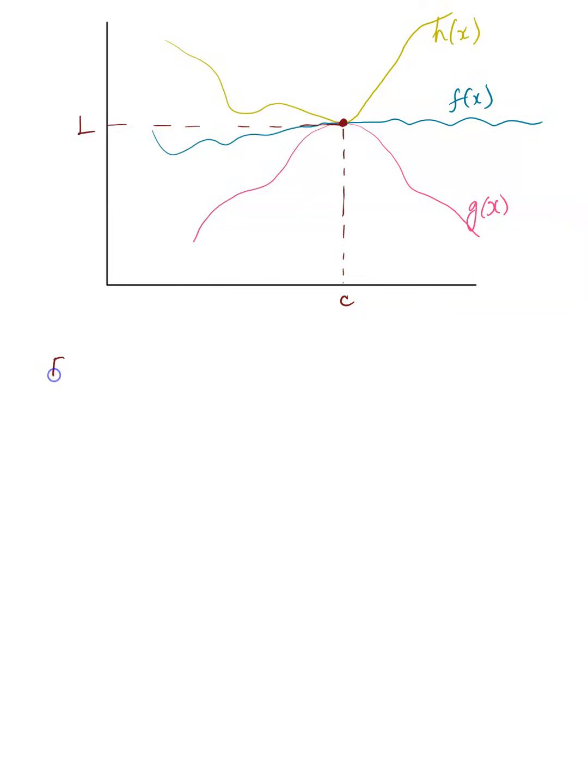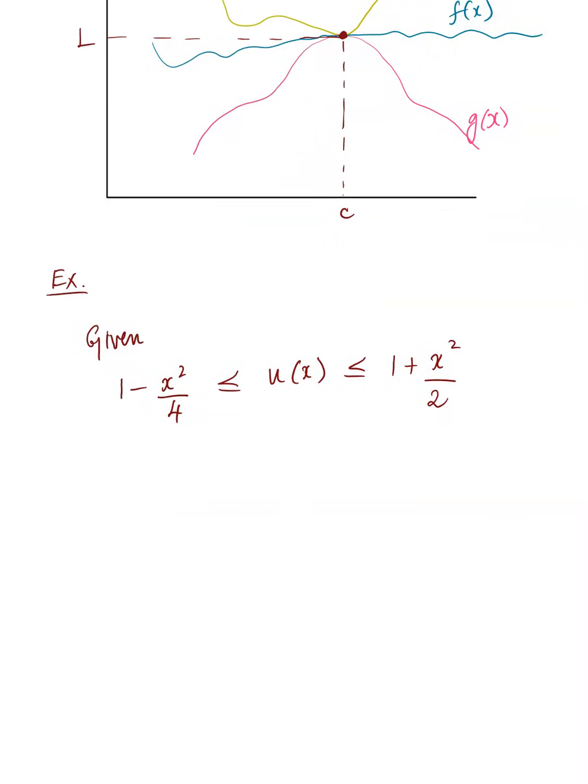Okay. All right. So here's the example. We are given 1 minus x squared over 4 is less than or equal to u of x, which is less than or equal to 1 plus x squared over 2. Here it doesn't matter what u is. We have no idea what u is, but we need to find the limit of this u. That's what this question is saying. So this is given to us.